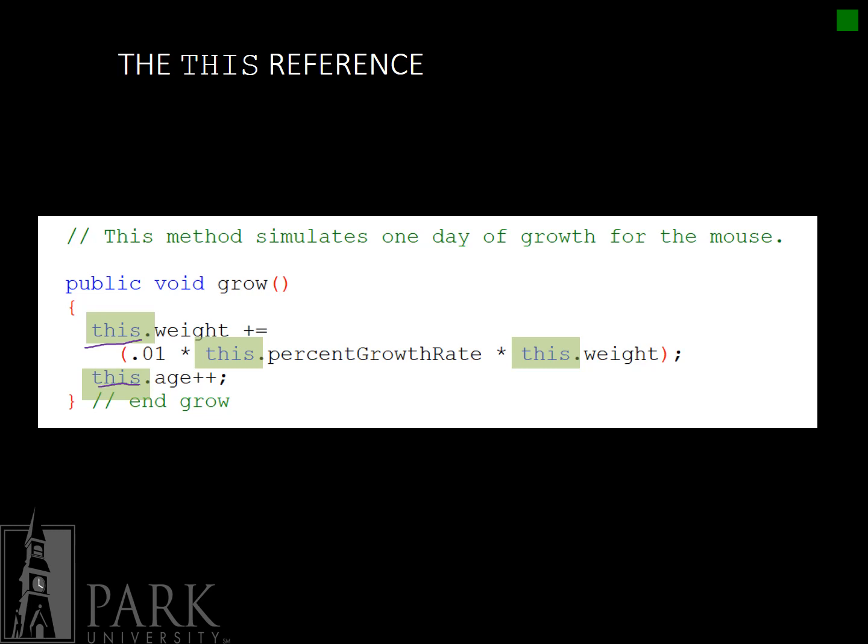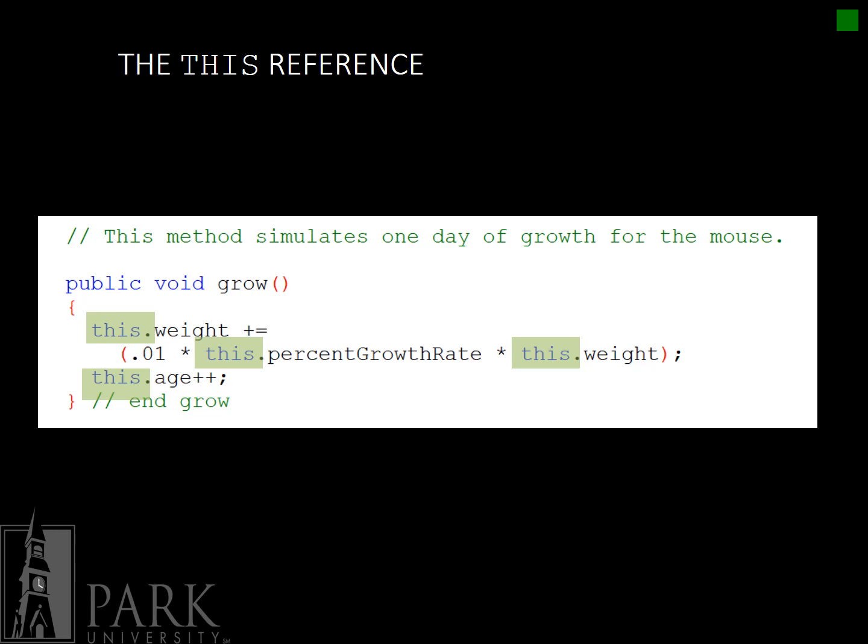It's really confusing initially, but it's not once you think about it. So think about it this way. How would you tell somebody you went to the store if you couldn't use the word I or my, right? When you see this keyword, like in this example, think of it in terms of my, as in my weight or my age, right?